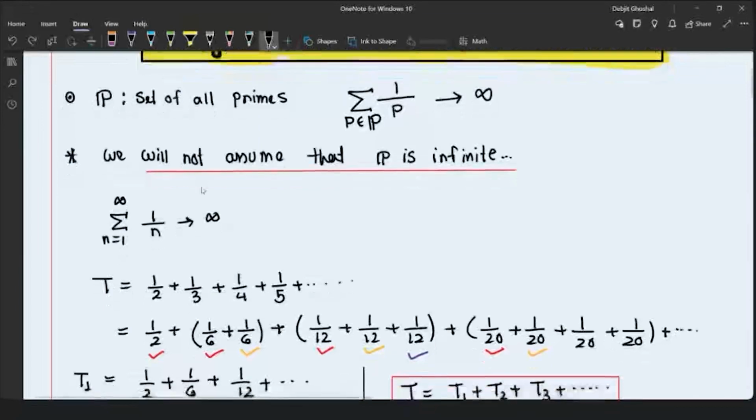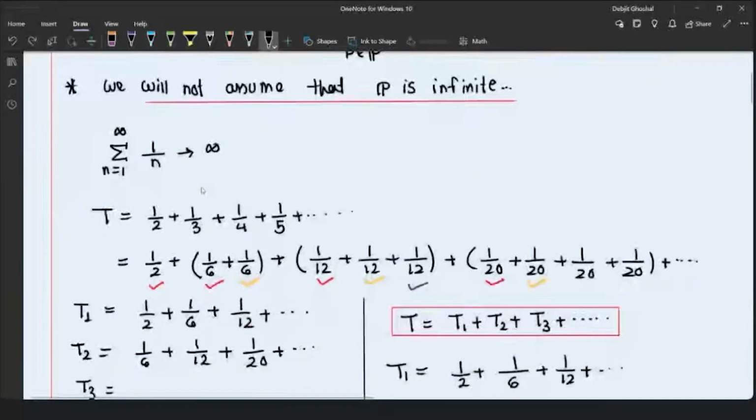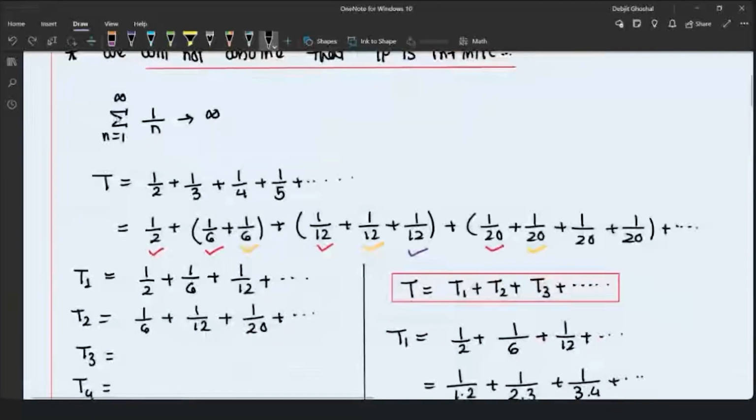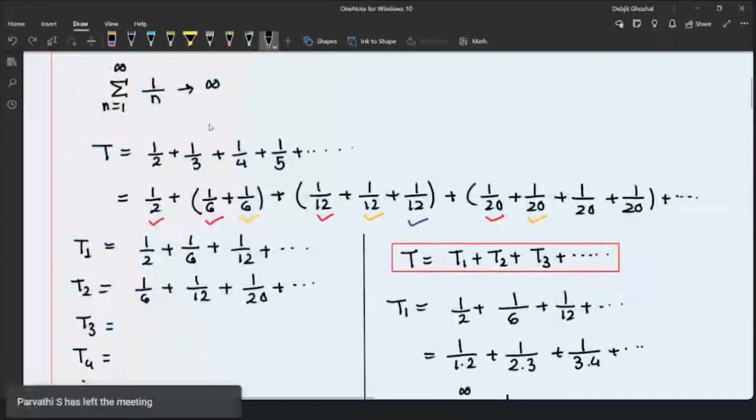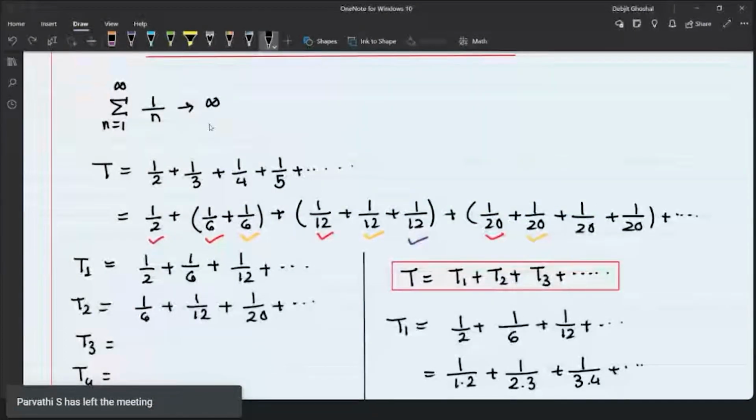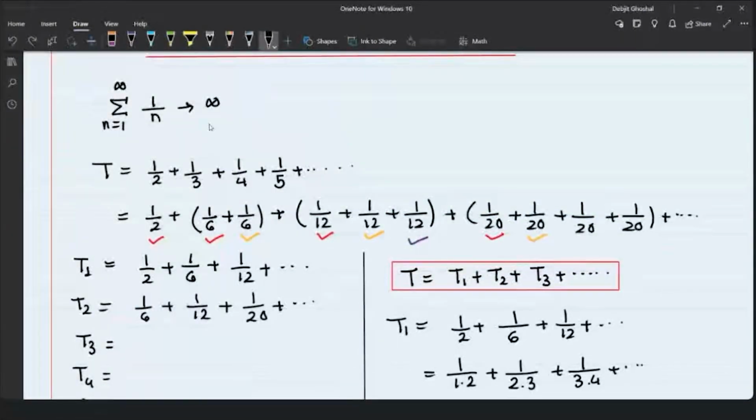So before going to the main topic, this is the general harmonic series, the summation over n equals 1 to infinity of 1 by n. We all know that this diverges to infinity, but I will prove it in a different way. I consider the series T, removing the first term of this series. So T is half plus 1 by 3 plus 1 by 4 plus 1 by 5, etc. I just remove the first term, 1.